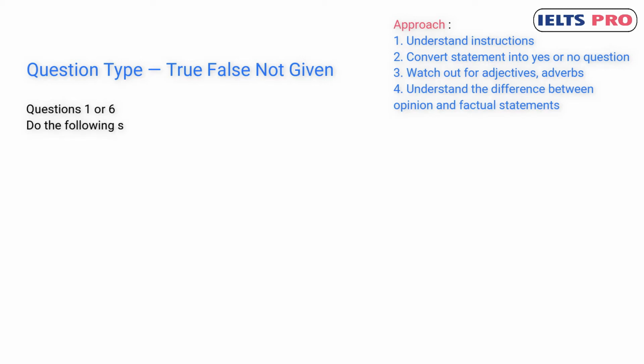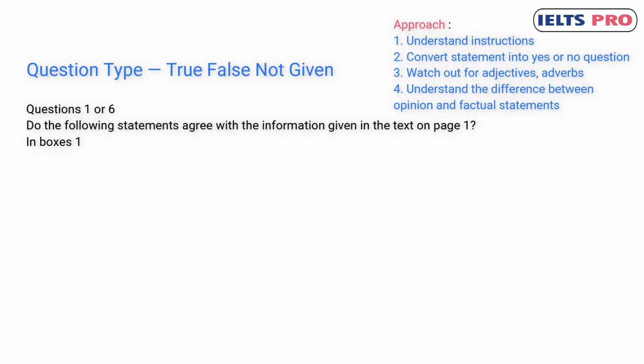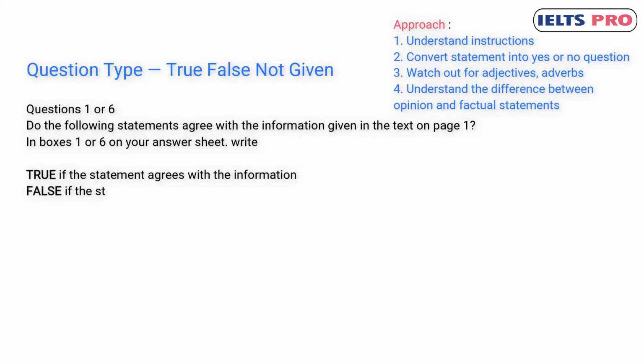Questions 1 to 6. Do the following statements agree with the information given in the text on page 1? In boxes 1 to 6 on your answer sheet, write true if the statement agrees with the information. False if the statement contradicts the information. Not given if there is no information on this.